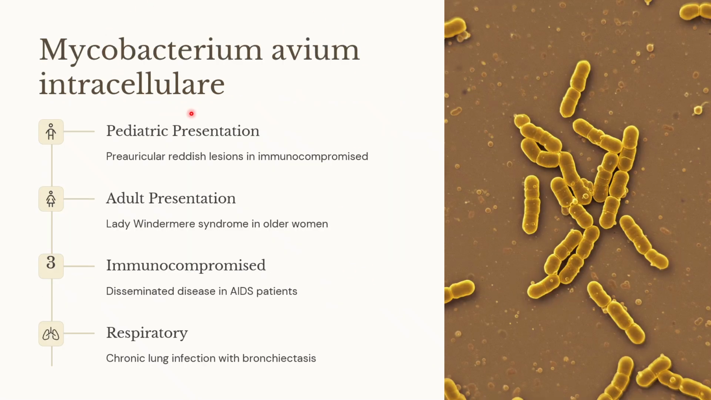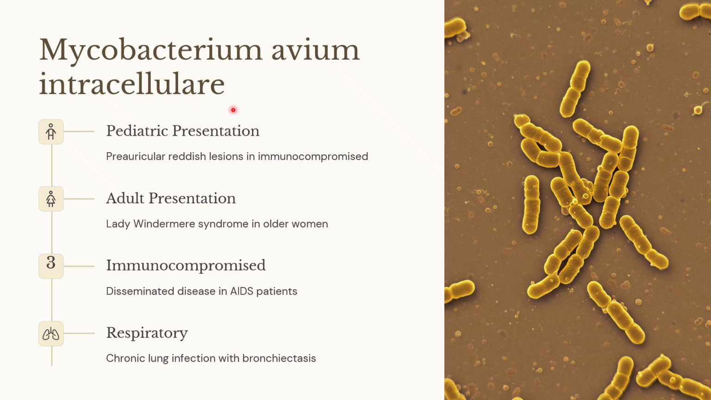A similar organism is Mycobacterium avium intracellulare, which presents in immunocompromised patients, and also in immunocompetent ones. In immunocompromised patients, it will be presenting as preauricular reddish lesions. So this concept can be given to you like a patient following a renal transplant has a preauricular reddish lesion. In that case, it is due to Mycobacterium avium intracellulare.